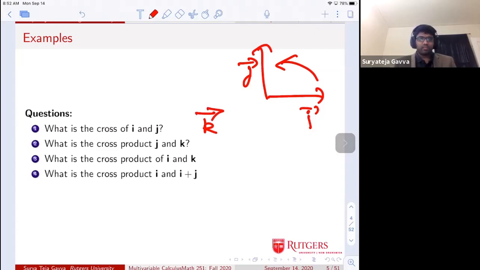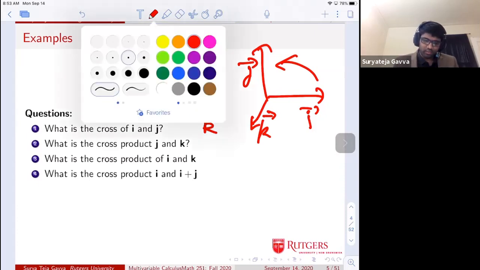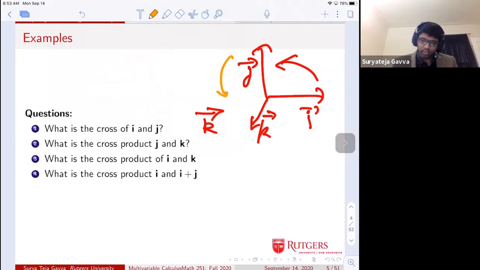What about j and k? If I take the cross product of j and k, what do you get? I, yeah. So imagine, in this picture, that if you're taking the cross product from j to k, you'll see that your finger will point towards i. I can't show it to you here, but imagine moving j to k, then your right hand finger will point towards i. So that's why it's i.